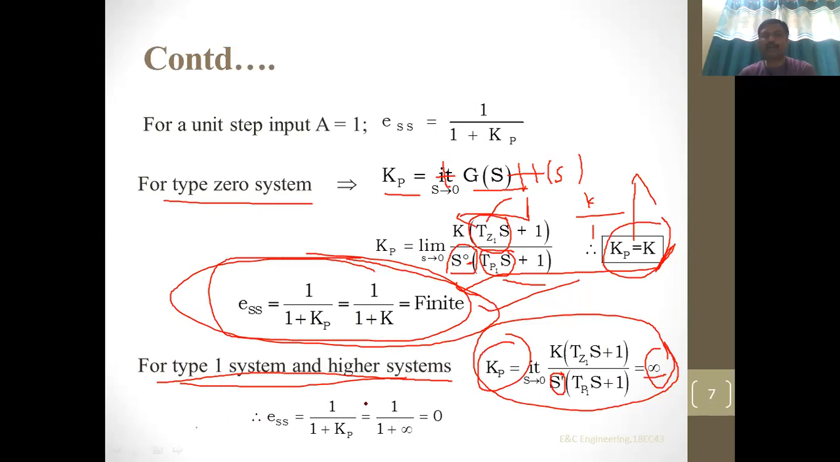For type 1, the position error constant is infinity, so the steady state error value is 1 divided by 1 plus kp, that is 1 divided by 1 plus infinity, or 1 by infinity, that is 0. Did you get my point?